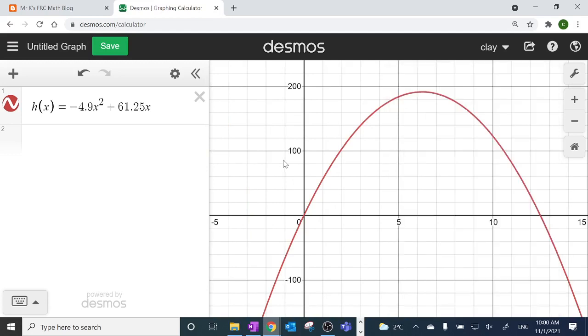Boom. And when you click on it, it will just tell you. Actually doesn't give you as many decimal places as the graphing calculator did. But it's still accurate to the nearest millimeter, which seems pretty reasonable to me.